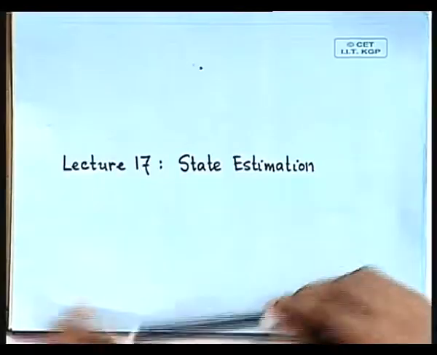So we are going to start our next module of the course. The first module was on probability, the second module was on filtering, basically based on input-output models. And now we are coming to the third module, which is state estimation, and for a large part of this module we will study the Kalman filter.